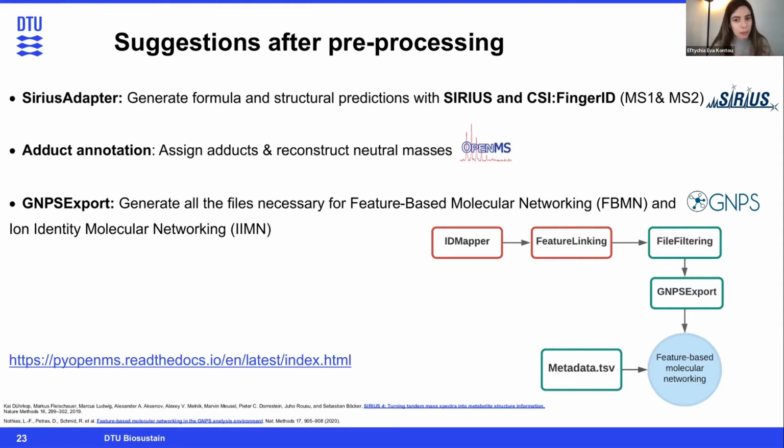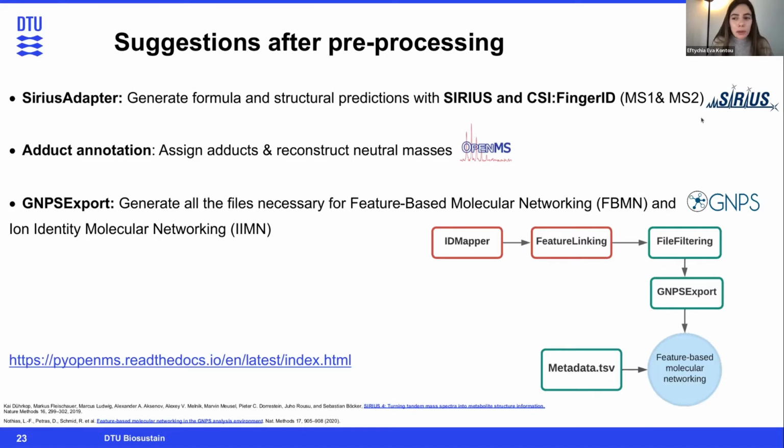So that's pretty good. I'm also using adduct annotation. It's an algorithm called Metabolite Adduct Decharger in pyOpenMS, and it assigns adducts and reconstructs neutral masses. So it's a further reduction step for your features.